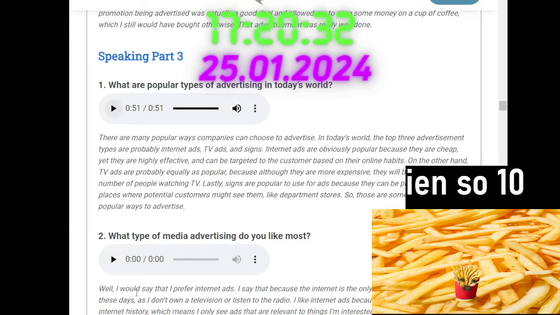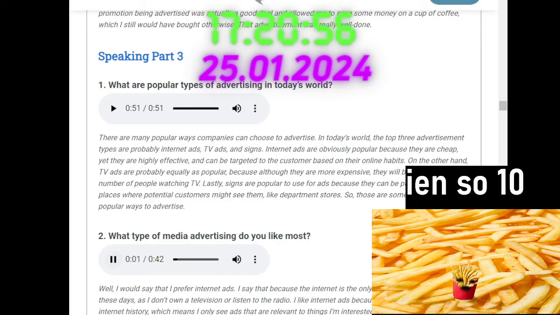Next one is what? Well, I would say that I prefer internet ads. I say that because the internet is the only type of media I use every day. As I don't own a television or listen to the radio, I like internet ads because they're often based on my internet history, which means I only see ads that are relevant to things I'm interested in, rather than ads for things I don't care about.